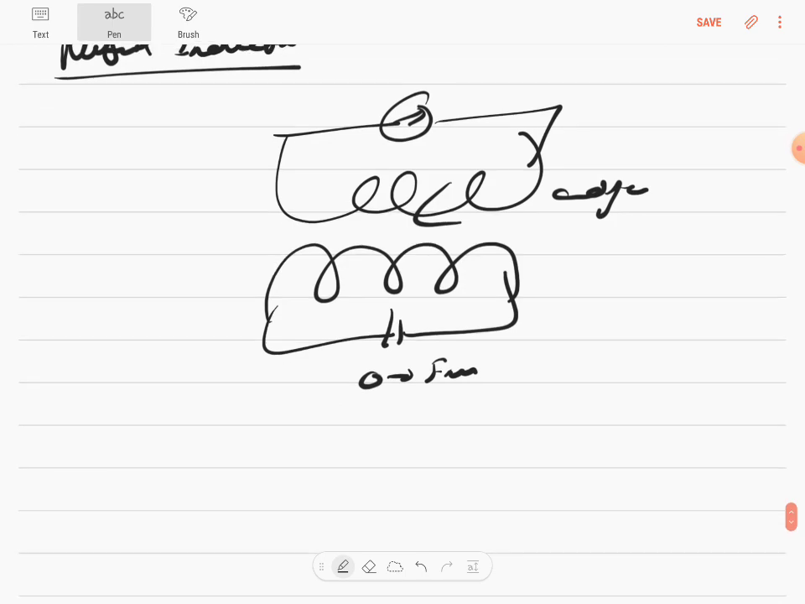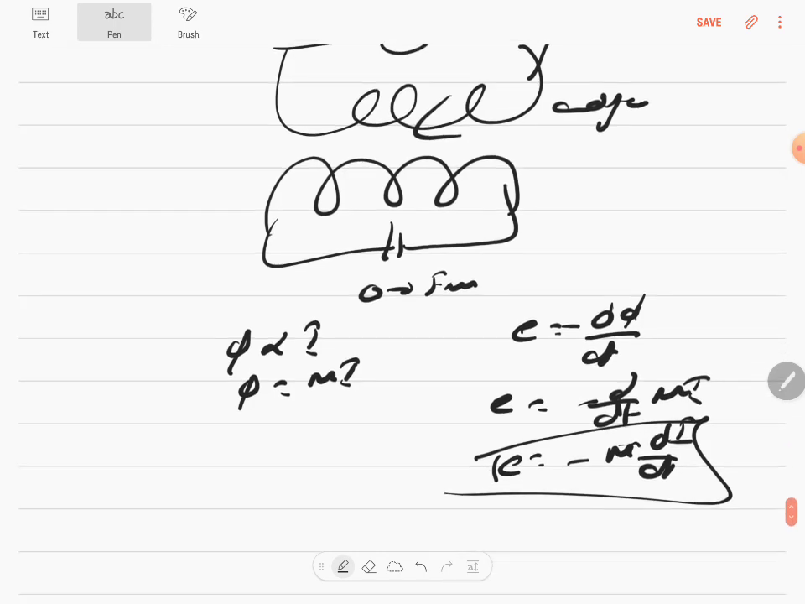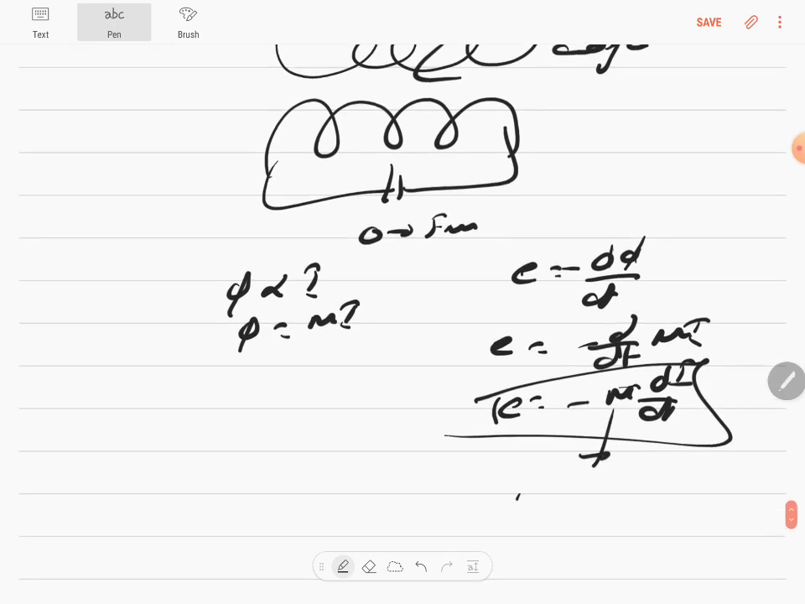Are you clear? So flux is proportional to I, flux is proportional to M into I. Putting this in E is equal to minus d phi by dt, it's minus d by dt of MI. So M is a constant, minus M into di by dt is what is EMF. Are you clear? So M is also nothing but E by di by dt.